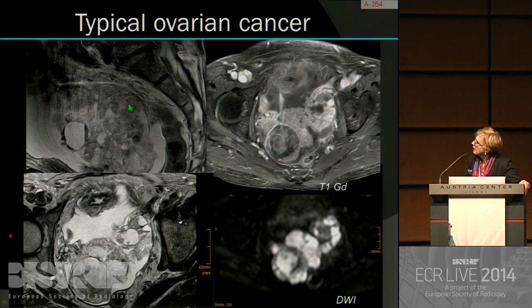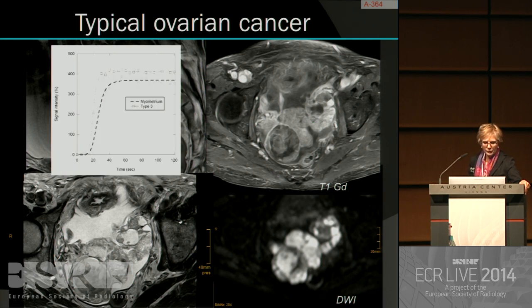This is a clear cancer presenting as a complex mass with cystic and solid structures. What we see is also high signal on the high b-value diffusion-weighted imaging and clear uptake of contrast enhancement of the solid areas. And if we would perform a dynamic contrast imaging, we could see a type 3 curve with avid enhancement, even more enhancement as compared to the myometrium.